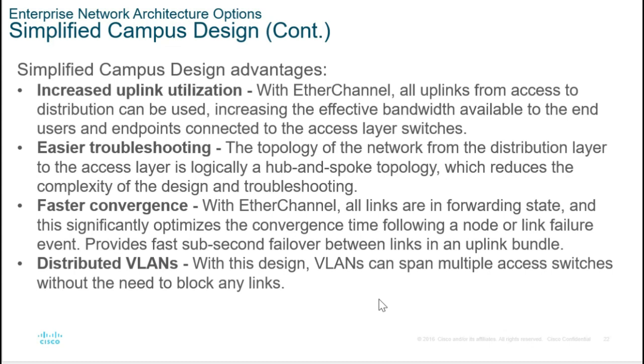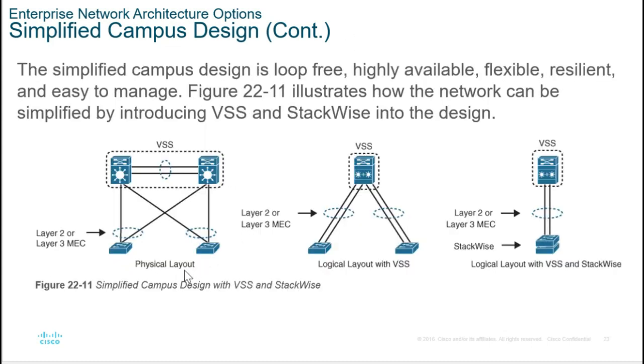Maksudnya kita nak simplify kan kita punya campus network design ni so that we can manage easily and it's easier for us to troubleshoot. For example, this is one configuration. Okay, so the connection between the access layer to the distribution layer can either be layer 2 or layer 3, and then at the layer 3 or distribution layer switch kita manage menggunakan VSS. That means kita anggap dia sebagai one logical switch.